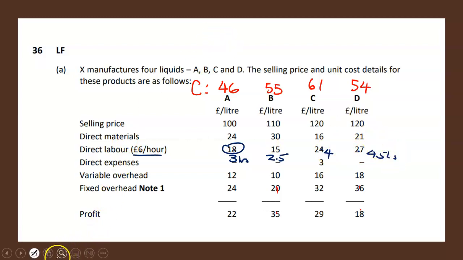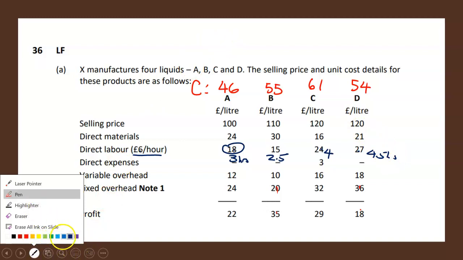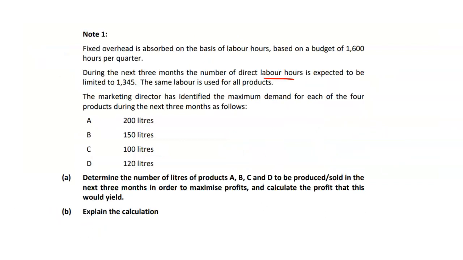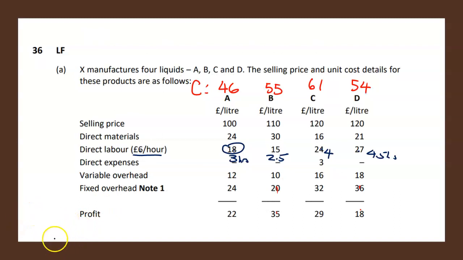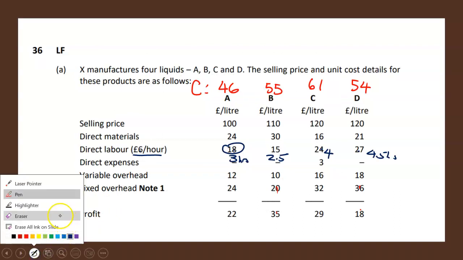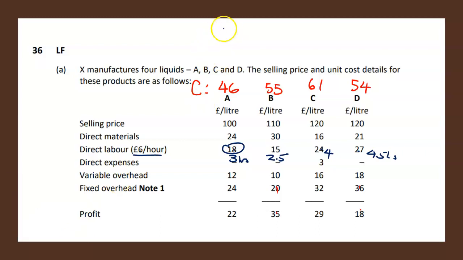So what do I now have here? I'll change my pen color and create another little table for myself. What I need to do is find the contribution per labor hour, if you like how much that contribution is doing: 46 over 3, 55 over 2.5, 61 over 4, 54 over 4.5. That's what I need to do. How much contribution is yielded by 1 hour?